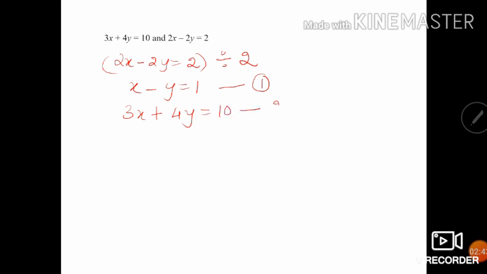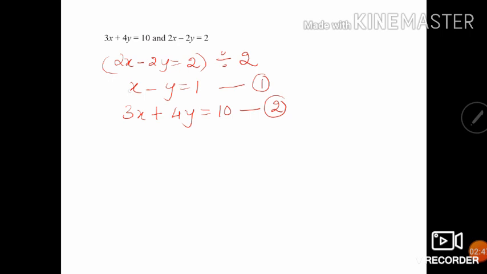So 2x minus 2y equal to 2. This equation we will divide by 2. So we get x minus y equal to 1. Let's mark this equation as 1. 3x plus 4y equal to 10. Let's mark this equation as 2.